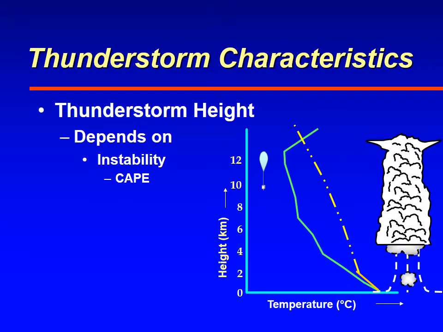So thunderstorm height, of course, depends upon the instability of the atmosphere. The more unstable, the stronger the updraft, and typically the taller the thunderstorm. So tall thunderstorms, of course, imply strong updrafts. And one way of measuring instability is CAPE.